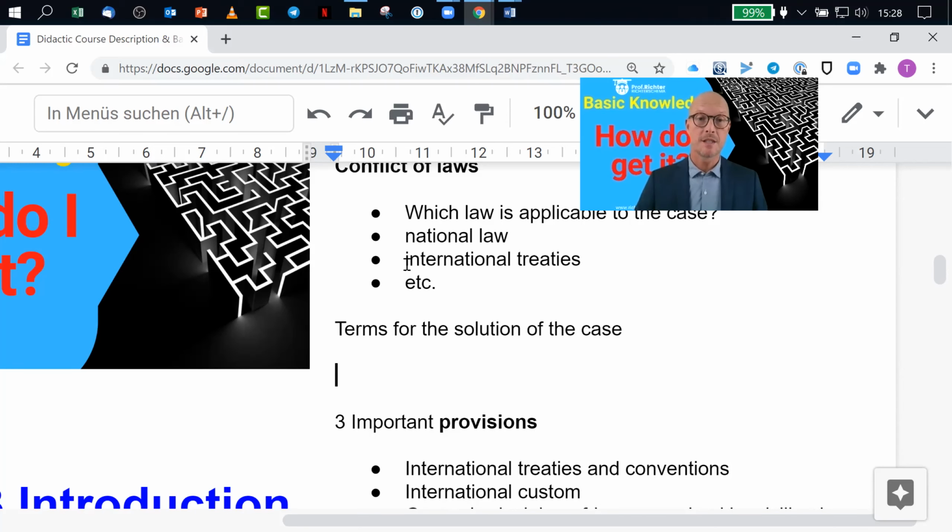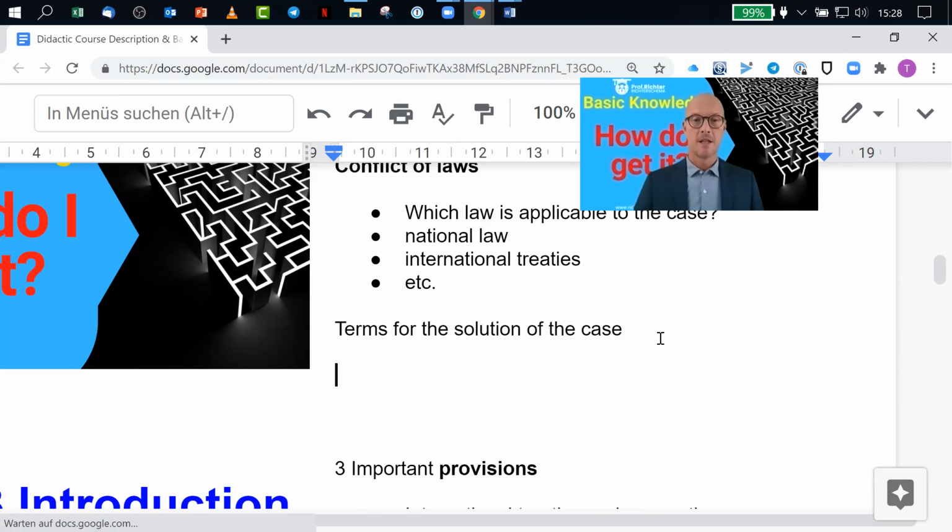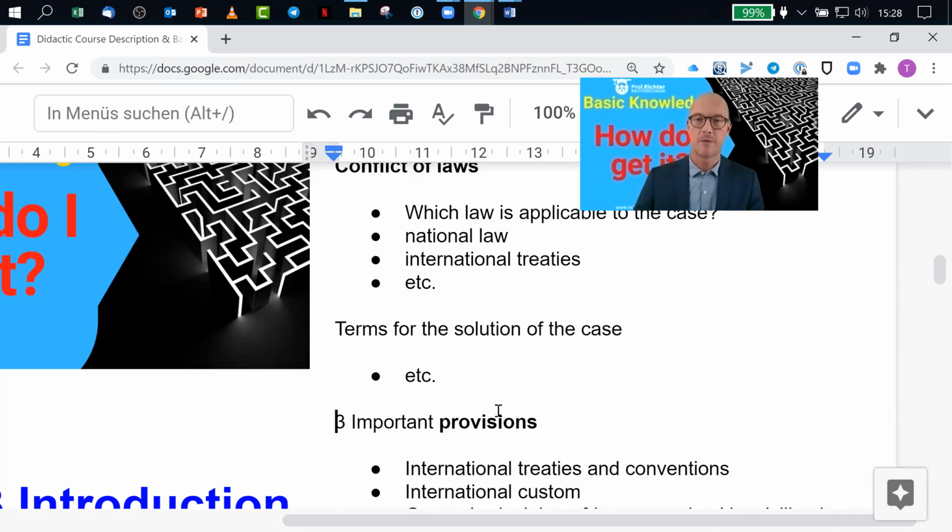Of course, we need some special terms here, and it always depends on the case, right? What is the case about? For example, the Tarbet case is about a certificate of origin, and it's a contract of sales and so on. But let's go on here.